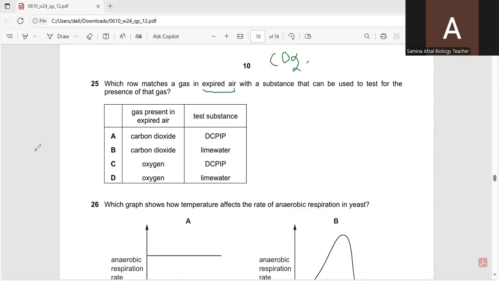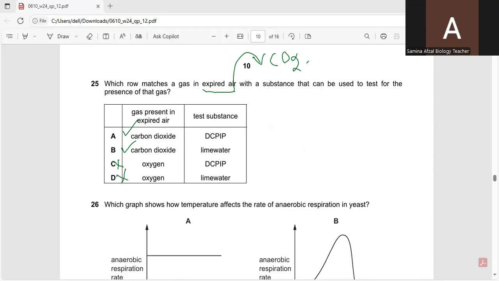So expired air contains carbon dioxide, inspired air contains oxygen. So, the gas present in expired air: C and D have written oxygen. Oxygen is not the main component of expired air. The main component of expired air is carbon dioxide. So we will go with carbon dioxide. So these two options can be correct, any one of them.